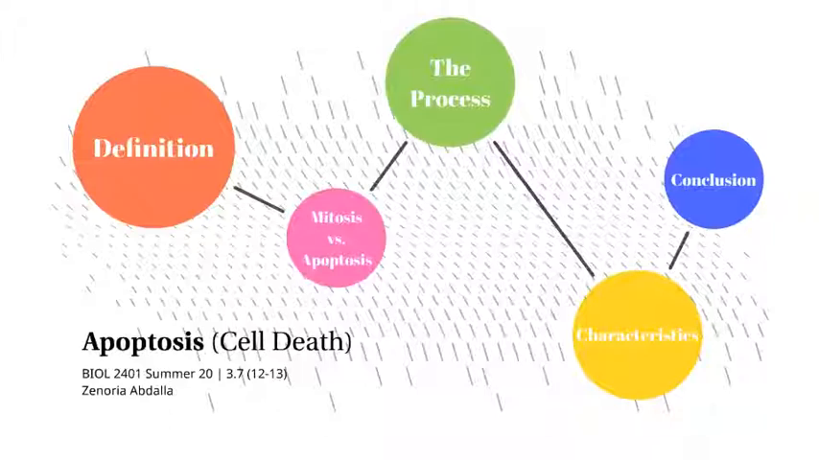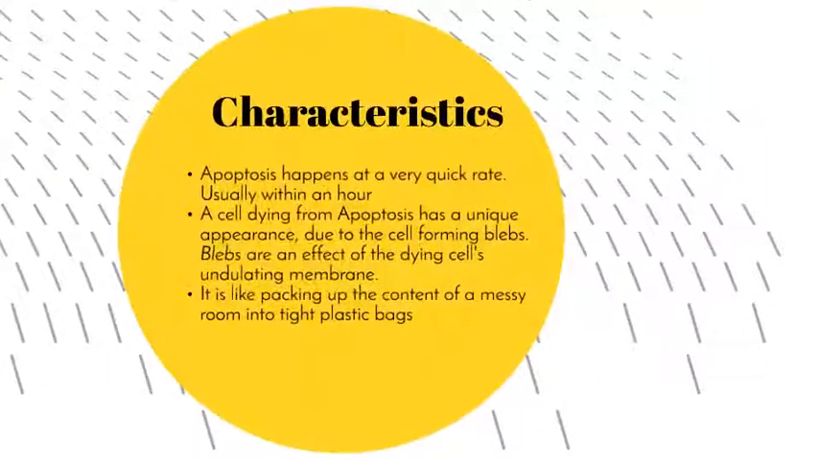So let's go into some characteristics that are specific to apoptosis. Apoptosis happens at a very quick rate, usually within an hour. It doesn't take long. So a cell dying from apoptosis has a unique appearance due to the cell forming blebs. Blebs are an effect of the dying cell's membrane, so the membrane that's being destroyed. And you can look at it like it's packing up the contents of a messy room into tight plastic bags. So you can kind of compare that.